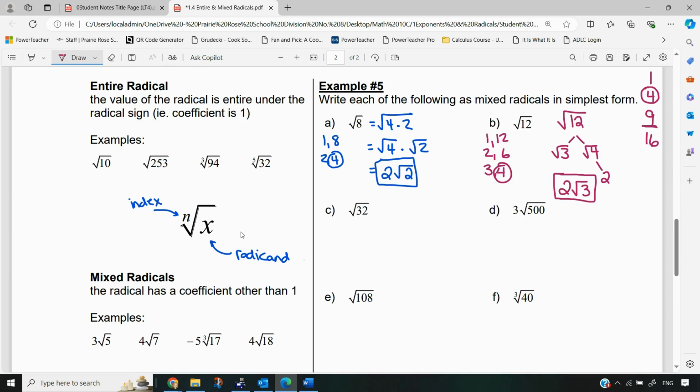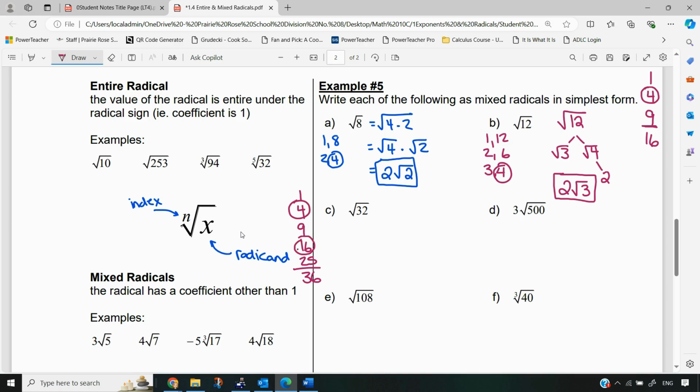So let's take a look at root 32. I'm going to write out my perfect squares. So I've got 1 squared, 2 squared, 3 squared, and so on. And once I get to 36, that's bigger than 32, so I don't have to go any further. When I look back through this list, 16 goes into 32 and so does 4. But once again, I want to pull out the biggest perfect square, so I'm going to work with 16.